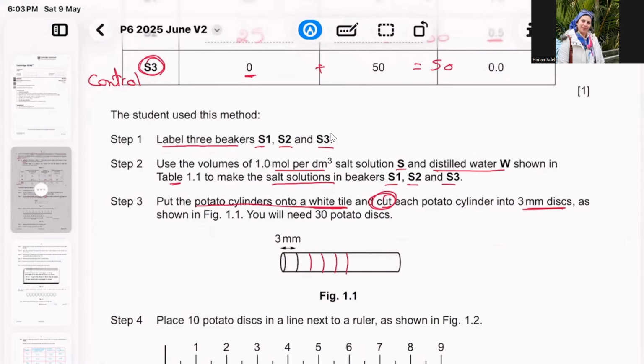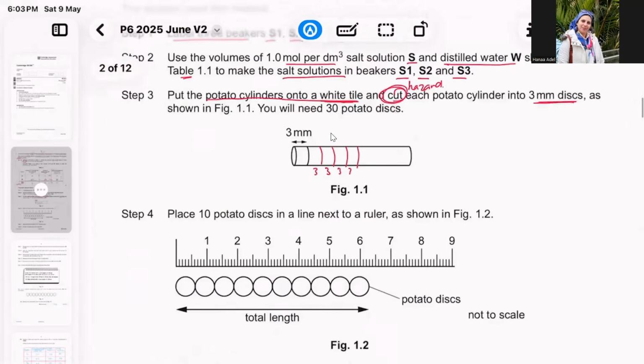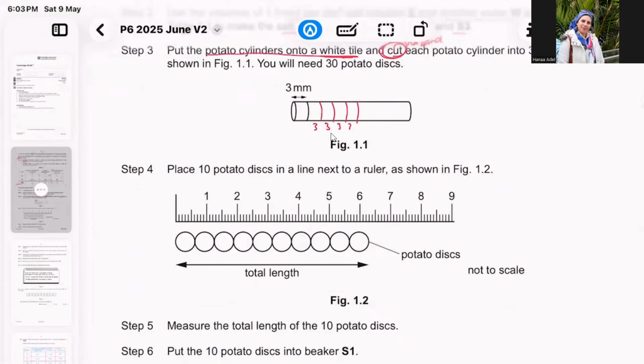Each one of them is 3 millimeters. And we have to cut, this is a kind of hazard. Place 10 potato discs in a line next to a ruler as shown in figure 1.2, and then measure the total length of the 10 potato discs. Put them beside each other, then measure the total distance of the 10 potato discs.